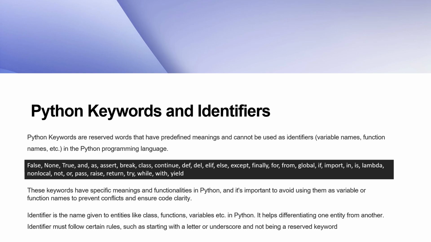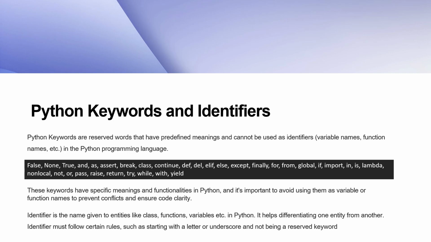Identifiers, on the other hand, are nothing but the names used to identify variables, functions, classes, modules, and other objects in your Python code. They provide a way to refer to these entities and manipulate them. Identifiers can be composed of letters, both lowercase and uppercase, digits and underscore. However, they must follow certain rules, such as an identifier must start with a letter or underscore and not be a reserved keyword. So this is the rule which an identifier should follow.